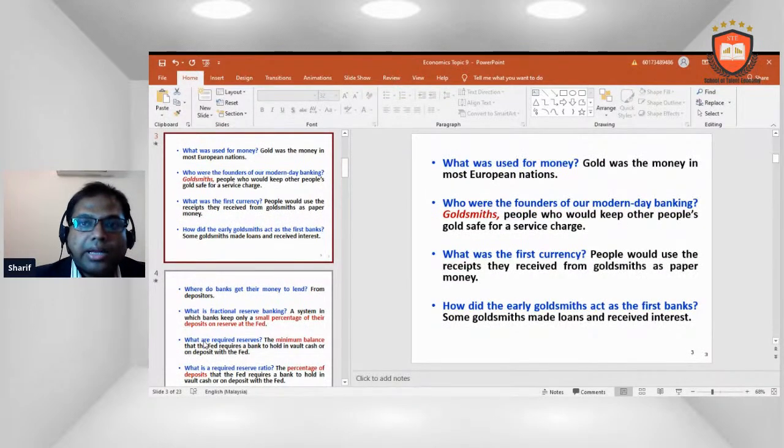What was used for money? Gold was the money in most European nations, who were the founders of our modern-day banking. Goldsmiths were people who would keep other people's gold safe for a service charge. What was the first currency? People would use the receipts they received from goldsmiths as paper money. How did the early goldsmiths act as the first banks? Some goldsmiths made loans and received interest.